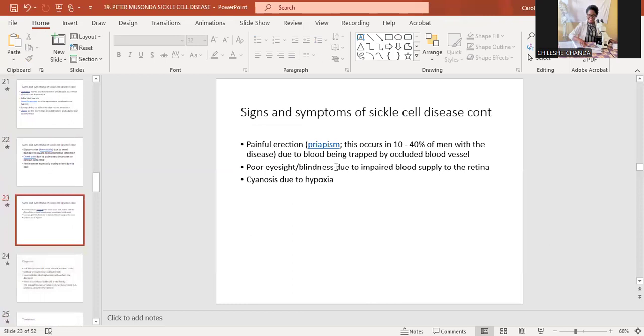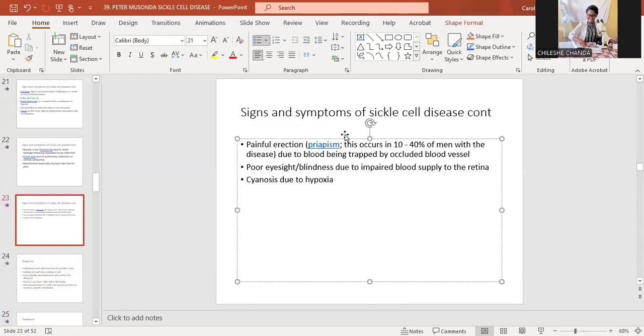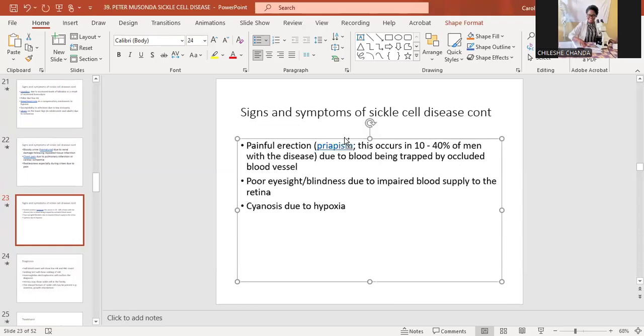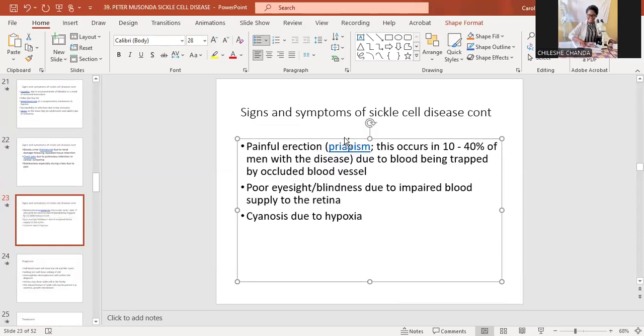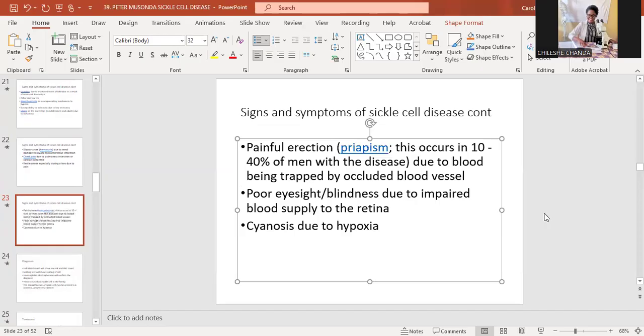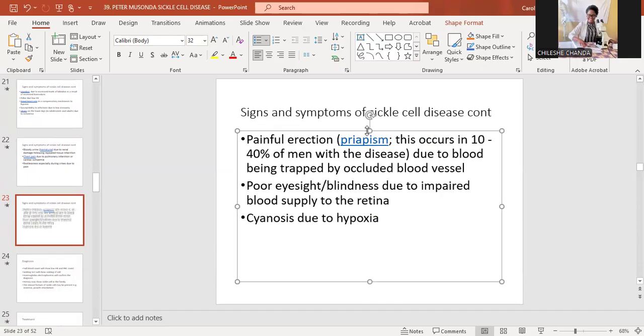And then in male patients, you find that they are going to have very painful erection that will be severe. This painful erection is not voluntary. And so you find that the patient will be in erection for a long time and it is going to be very painful. This is known as priapism, and it occurs in 10 to 40% of men with sickle cell disease. Now, this is due to blood being trapped in the blood vessels of the penis.